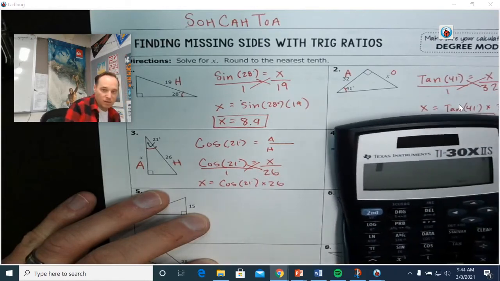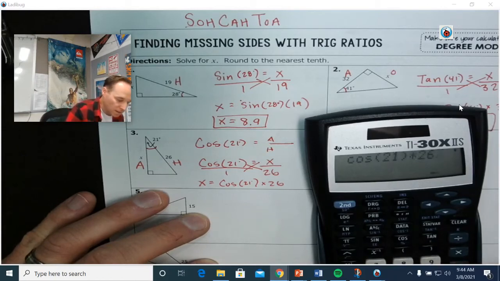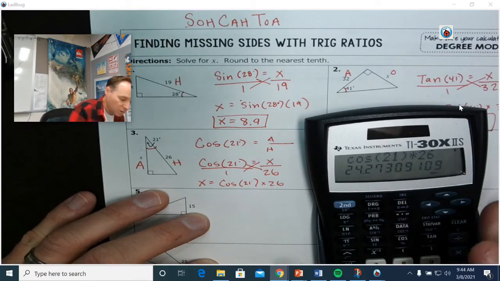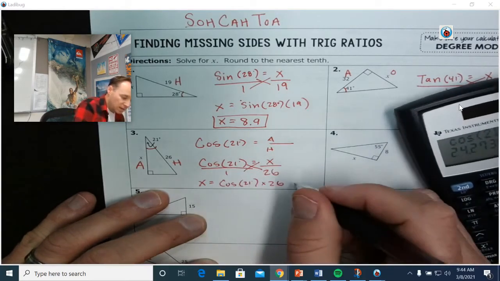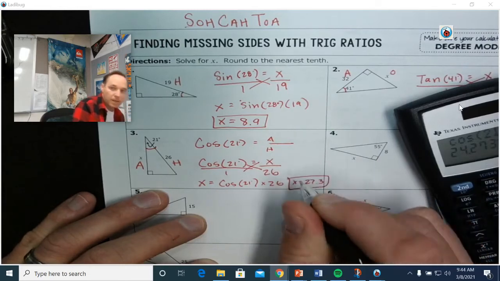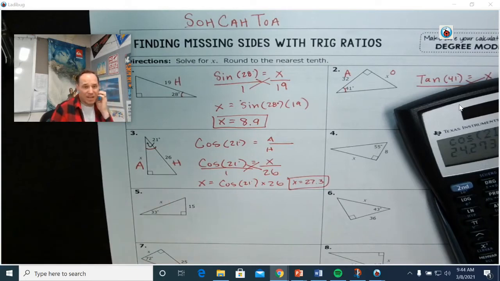And now we plug this into our calculator. Cosine of 21 times 26 gives us 24.27. That 7 rounds this to a 3. So we get x is equal to 27.3. All right. I think you guys kind of get the gist of this.